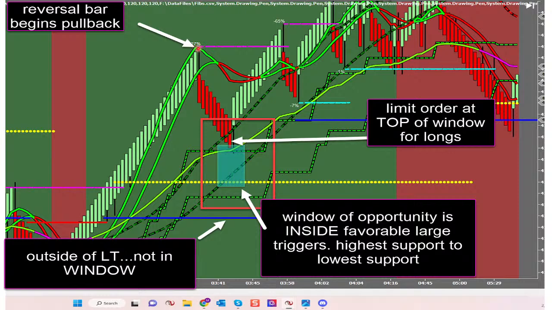So the reversal bar starts the pullback on the small chart. We don't get in on the reversal bar. The reversal bar lets us know to look for our triggers, large and synthetic. And when price pulls back, we don't get in at the triggers. We get in at the area inside of those triggers. Here's the mid band all the way down to 1-to-1s. The cyan box represents your window of opportunity. We're going to get in at the top because of the momentum and the clear path on the large chart. Guys, this is your entry.